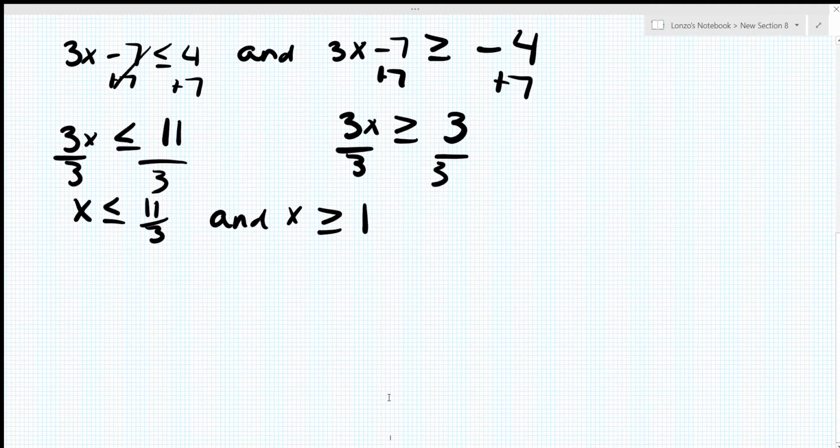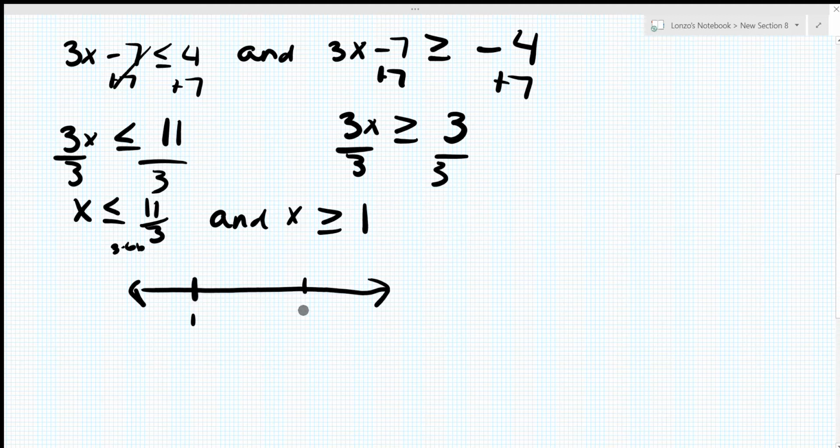So let's put this on a number line. It connects because it's an and, so connect it. What's my smallest number? 11/3 is actually about 3.66, so our smallest number is 1 and our biggest number is 11/3. Now you can use a bracket or a dark circle because they're the same thing. And so it connects, kaboom.